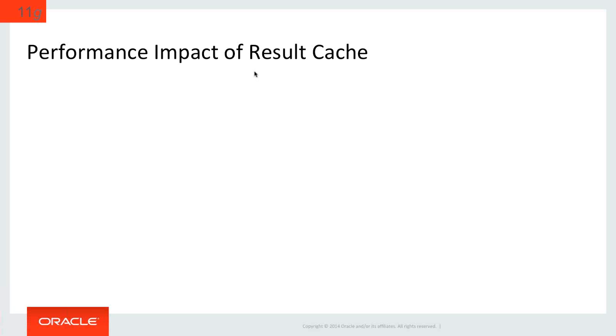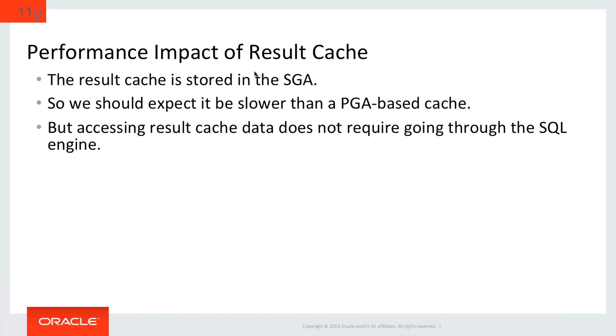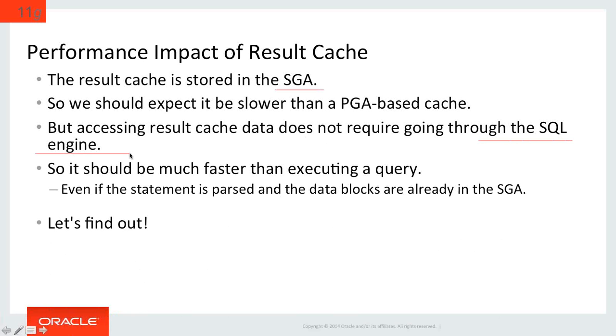So let's talk about the performance impact of the result cache. Again, it's stored in the SGA. So you might expect that it would be slower than a PGA-based cache. But the big difference here is that we are going to be using the SGA, but it's not going through the SQL engine. And as you're going to see with the results, that's where you see most of the overhead.